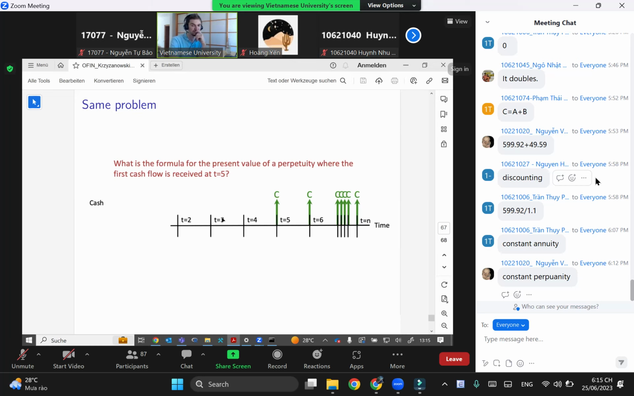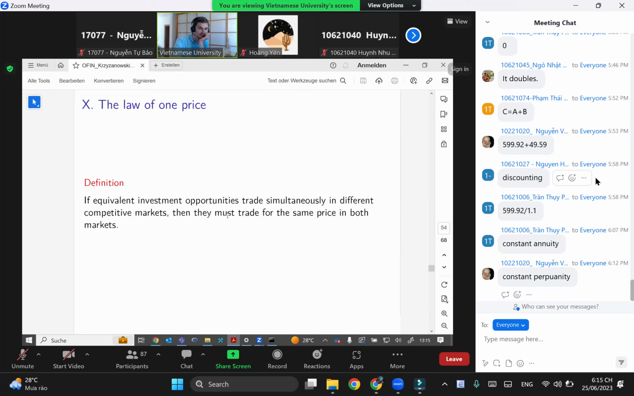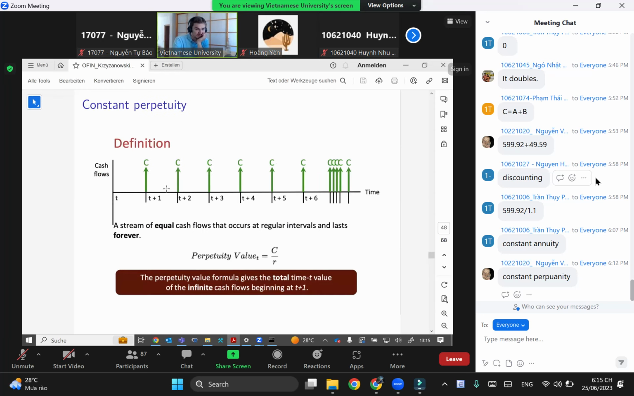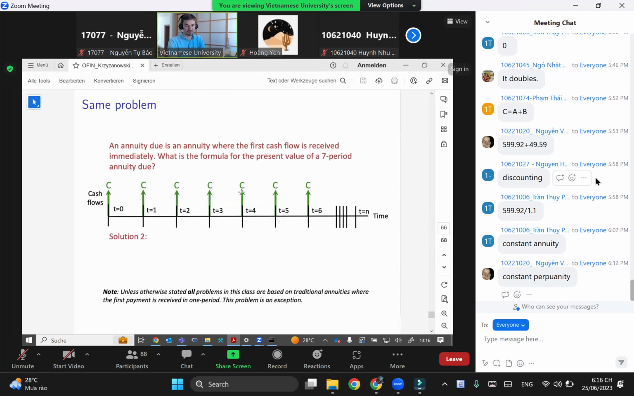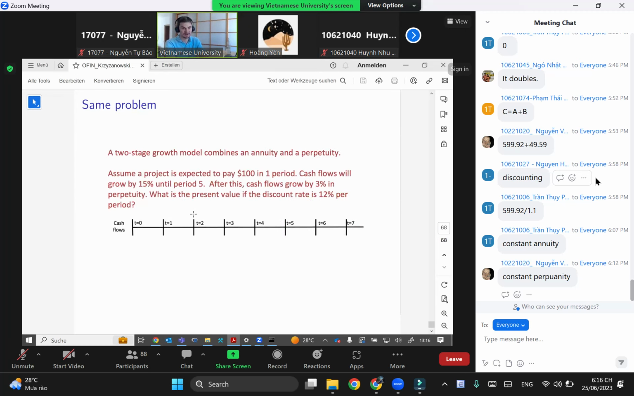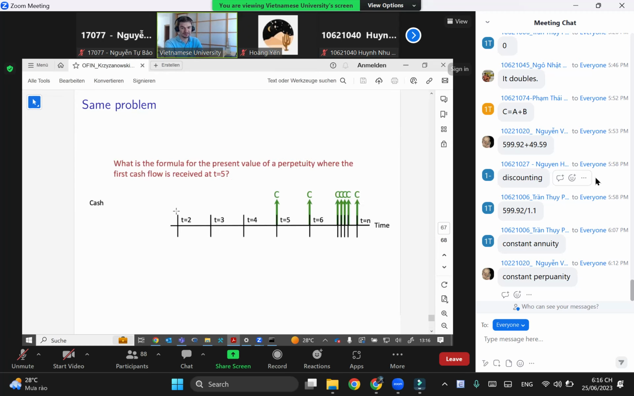Normally in a constant perpetuity case, recall, we start paying at t+1. Now we start at t+5. So 1, 2, 3, 4 periods later, right? Good. I would say this was a lot for today.